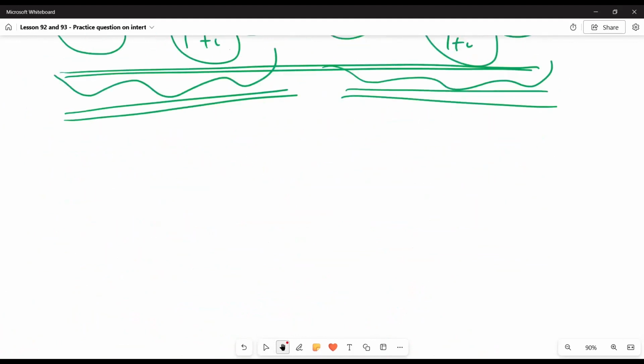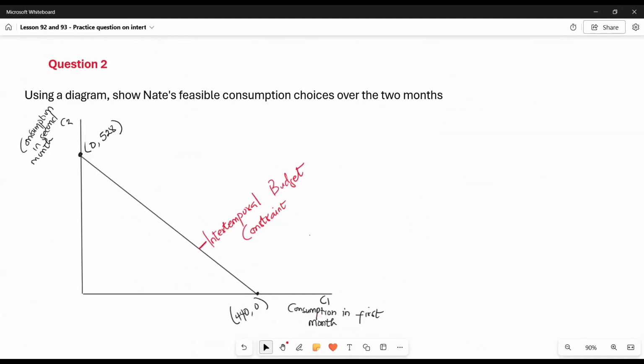Now let's move on to question 2. The second question, which is using a diagram, show net feasible consumption choices over the 2 months. So all we're going to do here is represent the intertemporal budget constraint on a diagram. Now, using our intertemporal budget constraint, let's recall that our x-axis represents consumption in the first month, which is the current period, and our y-axis represents consumption in the second month, which is the future period.